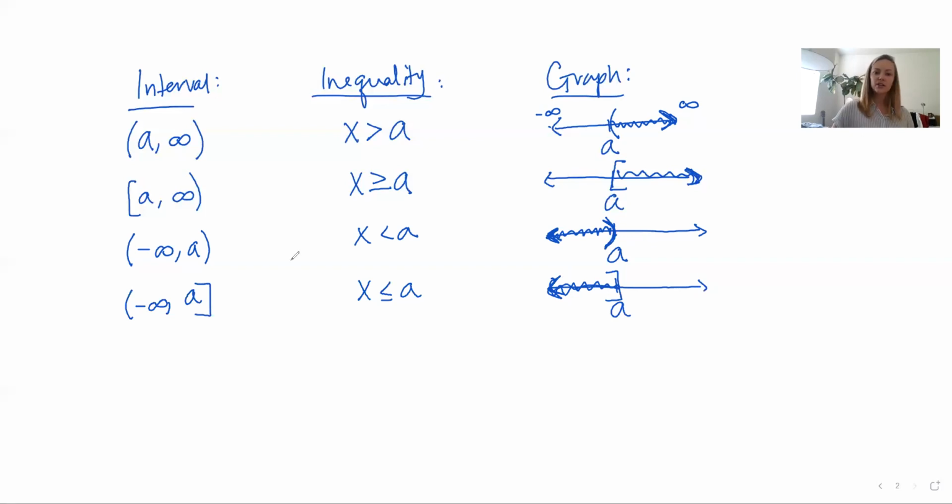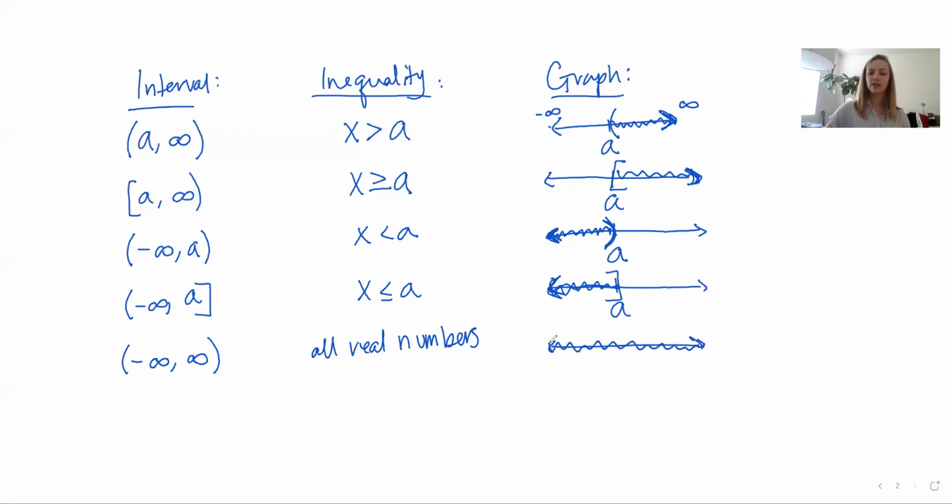So one final one, and this is kind of a special case kind of solution that we're not going to see a whole lot. But if we have the interval from negative infinity to infinity, this is every single number on the number line. So there's no way to actually write this as an inequality. So we're just going to put all real numbers. And then the graph is going to be the entire number line because it's every number from negative infinity to positive infinity.